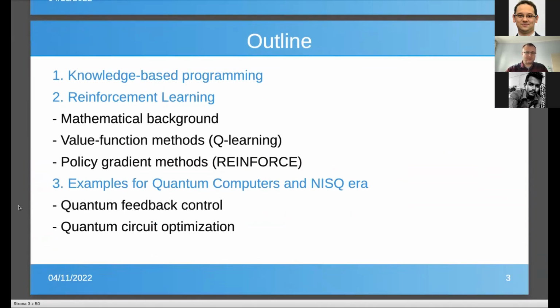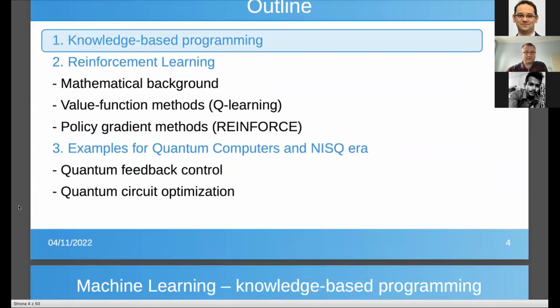So let's start with the outline of the talk. At the beginning, we will briefly talk about a new paradigm of programming, which is knowledge-based solving of different tasks. And we see that reinforcement learning is a little bit different compared to the standard knowledge-based approaches in machine learning. We'll talk about mathematical backgrounds for reinforcement learning, and we'll discuss the two most common and most important methods for reinforcement learning, namely value function methods with Q-learning as the example, and policy gradient methods with the REINFORCE algorithm as the example. And at the end, of course, we'll shortly talk about two examples for quantum computers and NISQ devices.